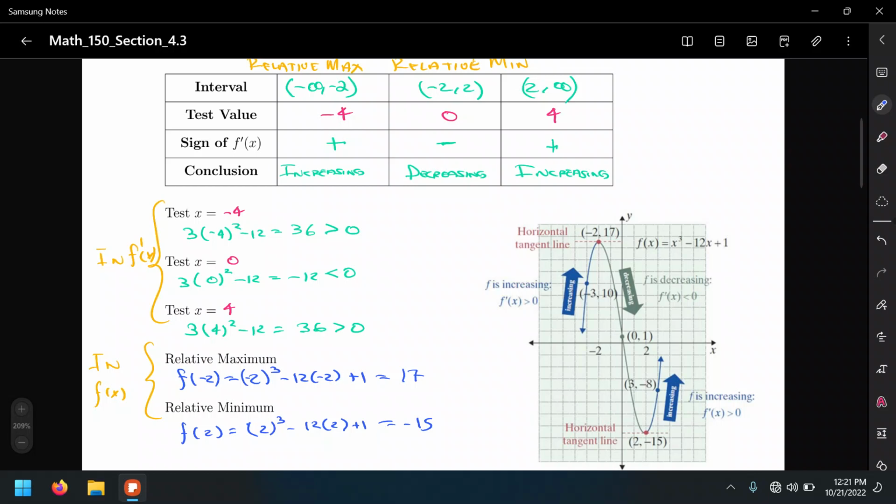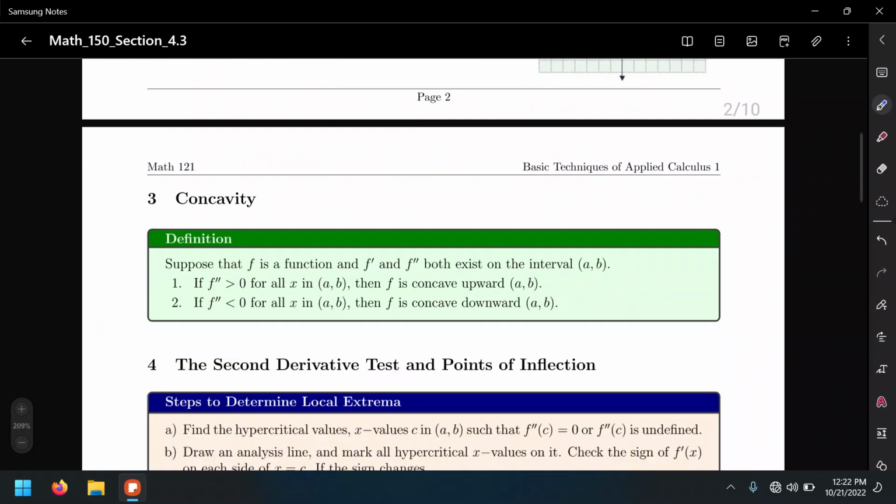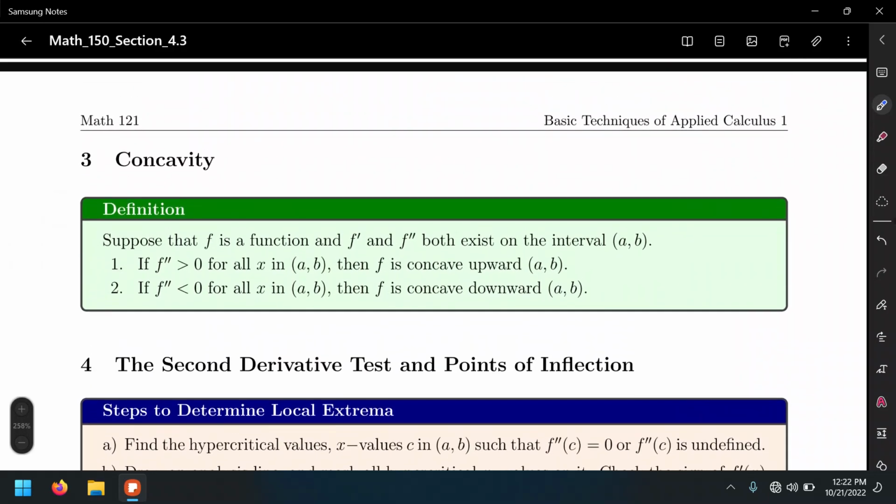So that's our first example on how we find maximums and minimums, and how we analyze the intervals for increasing and decreasing. That's pretty much everything about the first derivative test. Again, in summary, the first derivative test is to analyze a function and determine whether it's increasing or decreasing, and based on that information to determine if we have a maximum or a minimum value. So let's discuss concavity and the second derivative test.